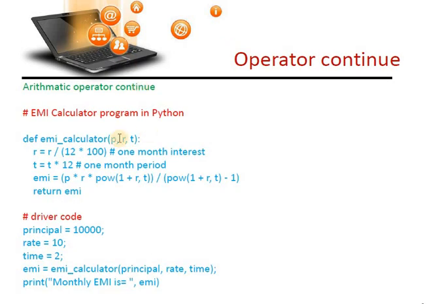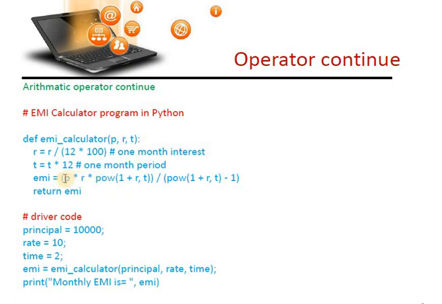Now this is a small program for calculation of EMI. EMI, when we take loans from the bank and we have to pay it back in the form of EMI. Every month we have to pay the EMI. So how does this program work? See, for calculation of EMI, here we have the principal amount, rate of interest, suppose it is annual, and time, which is 2 years.